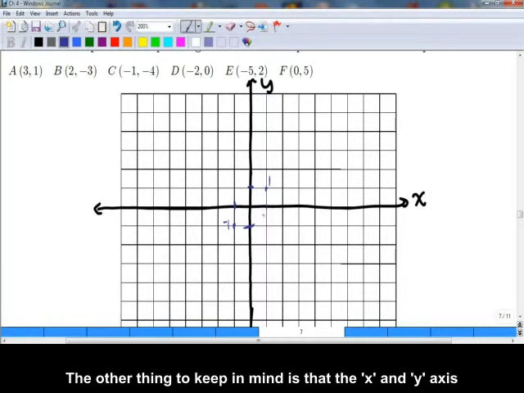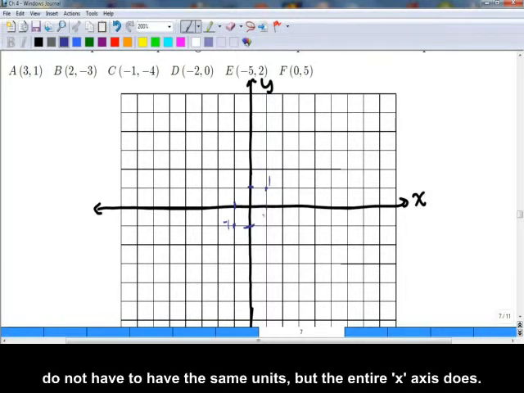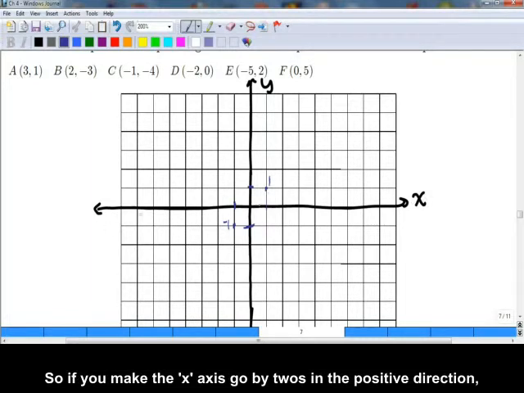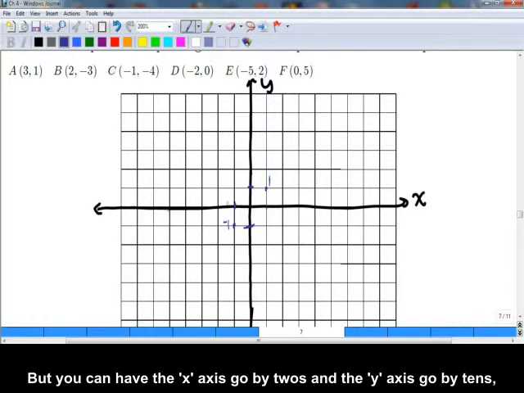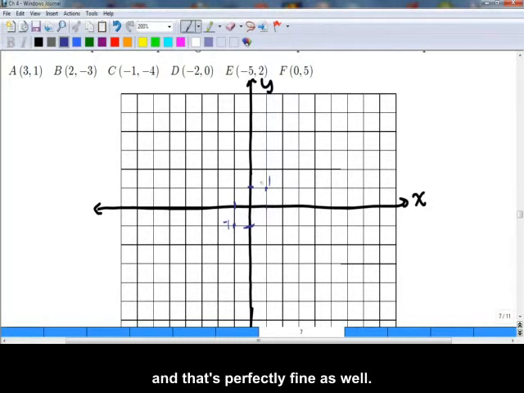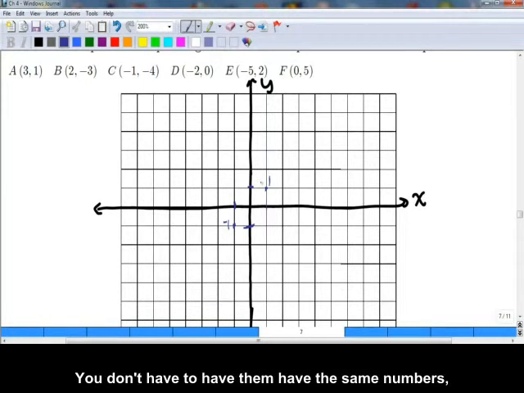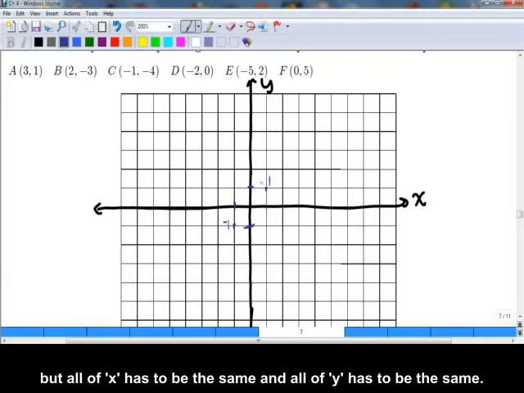The other thing to keep in mind is that the x and y axis do not have to have the same units, but the entire x-axis does. So if you make the x-axis go by 2s in the positive direction, in the negative direction it also has to go by 2s. But you can have the x-axis go by 2s and the y-axis go by 10s, and that's perfectly fine as well. You don't have to have them have the same numbers, but all of x has to be the same and all of y has to be the same.